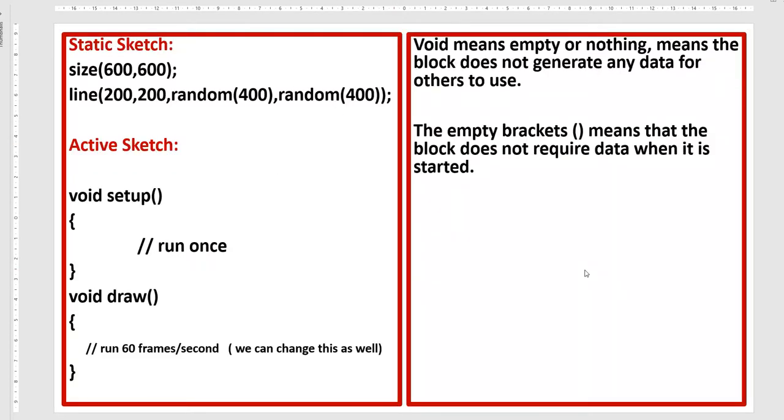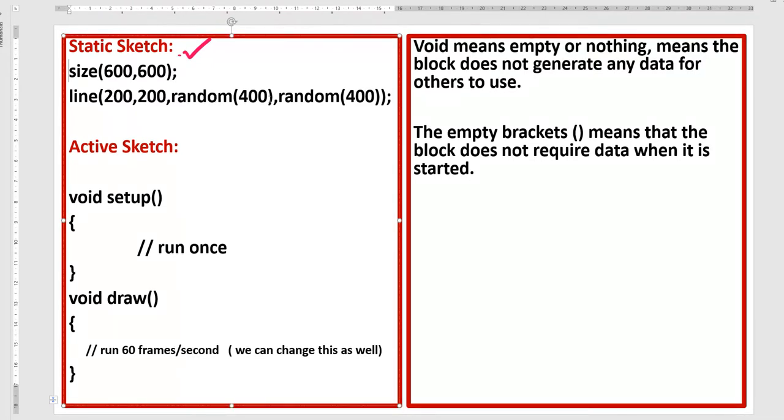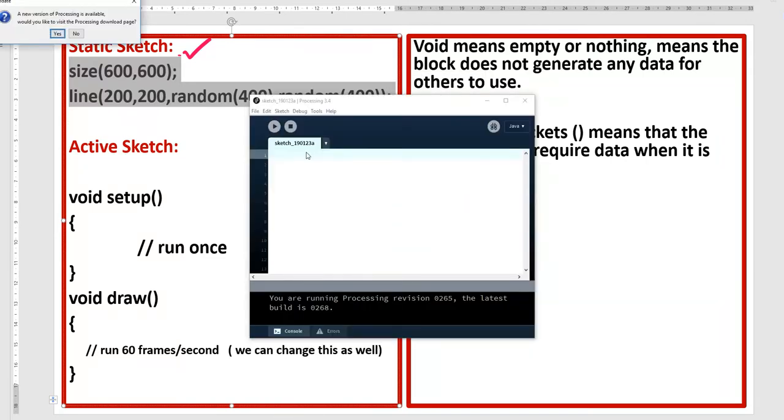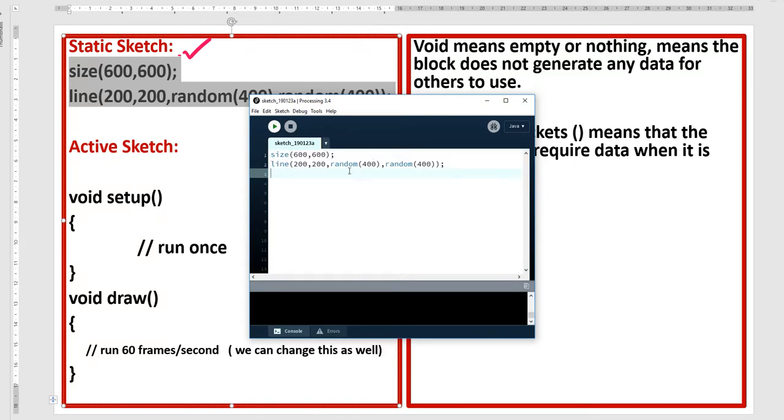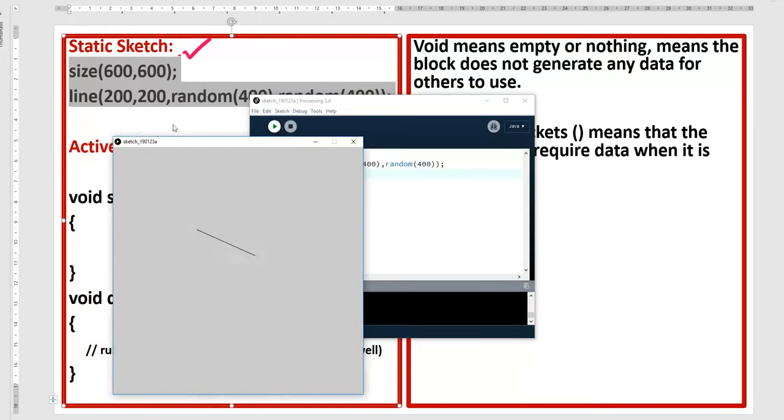This is the active sketch and this is the static sketch which we have discussed. First I will show you, suppose I have made this function where the canvas size is 600 by 600 and this is the line. When I run this, you will see this is static. You will see the line only one time. It will start from 200, 200, and see this is the line.